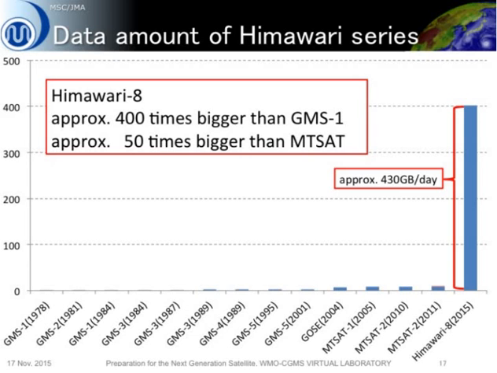This graph is the same with previous one, but with Himawari 8. There is a huge increase in between Himawari 8 and the others. It indicates that data amount of Himawari 8 is approximately 400 times bigger than GMS-1 and 50 times bigger than MTSAT-2. This amount of data would be baseline of next generation satellite.